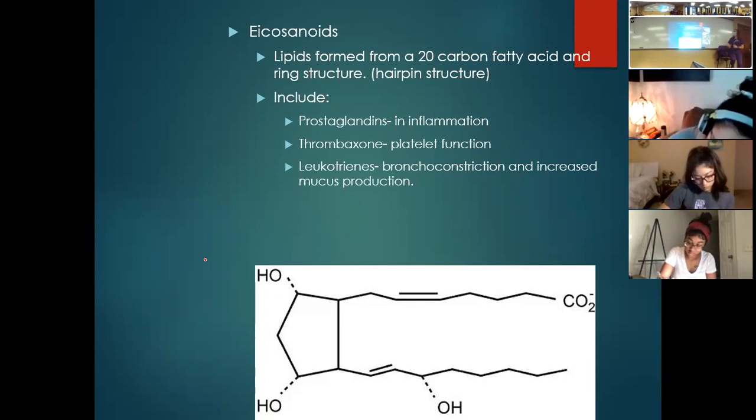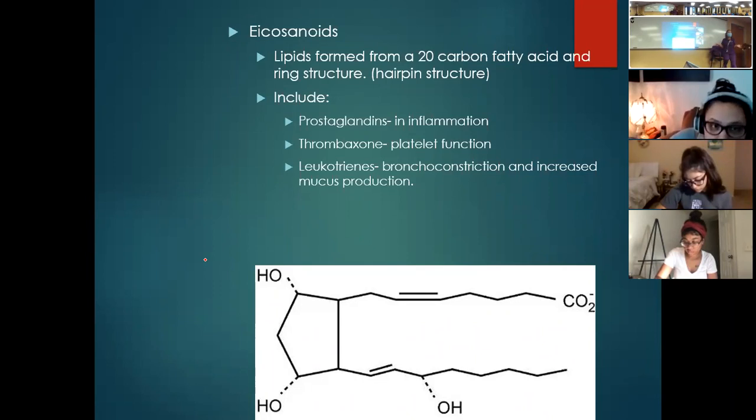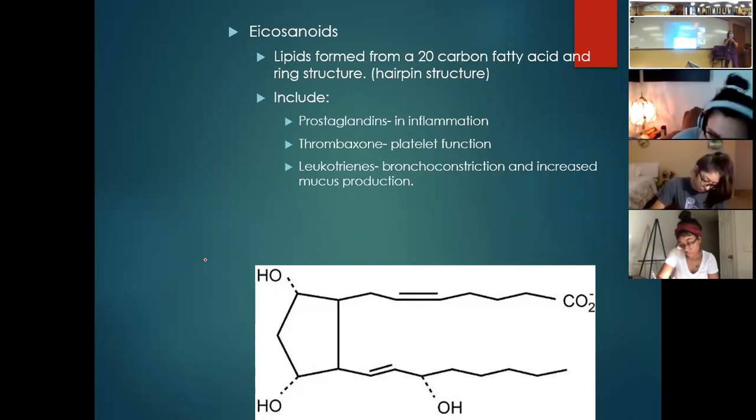Some of these eicosanoids help to naturally take down inflammation. It's your body's own little version of Advil. Some of these eicosanoids help to make you clot. That's what your platelets help with. Platelets are like those Spider-Man cells. And then the leukotrienes aid in bronchial constriction. So it's going to make the bronchioles in your lungs smaller, and it's going to increase mucus production.